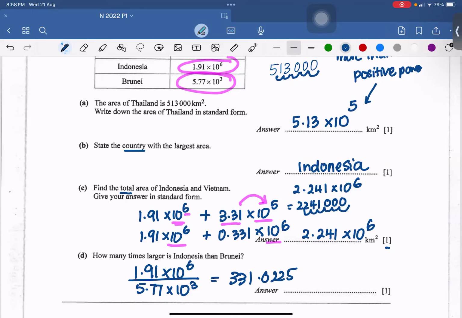They never say standard form, they never say put your answer in standard form. So I'm going to take my first 3 significant figures, approximately 331 times. Okay, approximately 331 times larger. Are you all okay with this part of the question? You understand the concept?